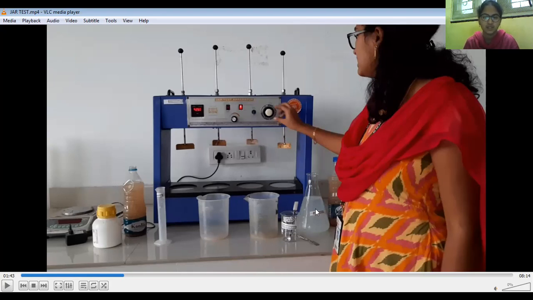This solution of concentration 1% is prepared by dissolving 1 gram of alum in 1 liter distilled water. The distilled water is available in the market, or we can take it directly from the laboratory.